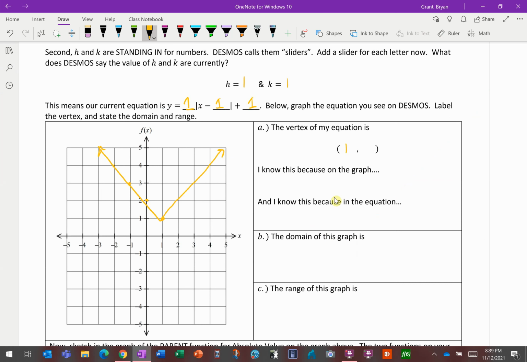The vertex of my equation is 1, 1. I know this because on the graph, well, I don't know how you want to say it, the pointy part is at 1, 1. And I know this because in the equation, h equals 1 and k equals 1.